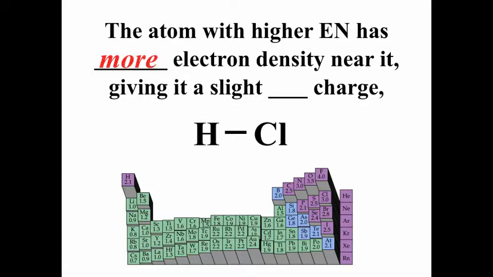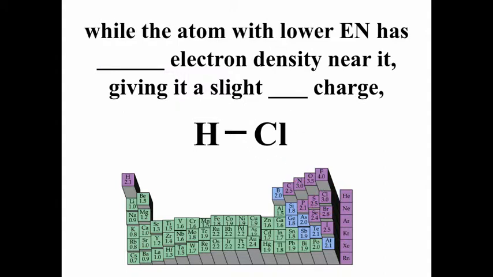The atom that has the higher electronegativity value is the atom that grabs electron density, and because electrons are negatively charged, then that atom gets a slight negative charge. And in the case of HCl, that atom is going to be Cl because it has the higher electronegativity. The atom with the lower electronegativity gets less electron density near it, and less negative charge means that relatively speaking it's slightly positive, and in the case of HCl, the atom that gets the slight positive charge is the hydrogen, the less electronegative of those two elements.